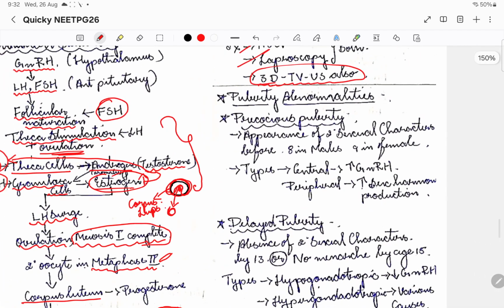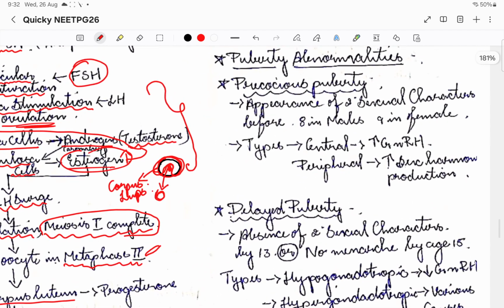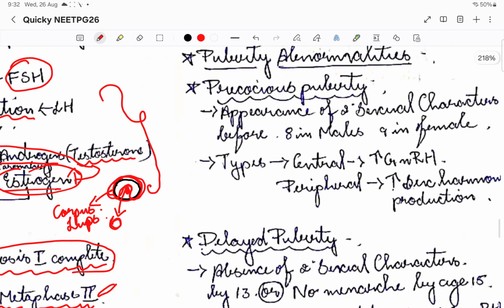Now coming to pubertal anomalies. Basically, precocious puberty and delayed puberty are the two anomalies with respect to puberty. Precocious puberty is basically failure of appearance of secondary sexual characters.